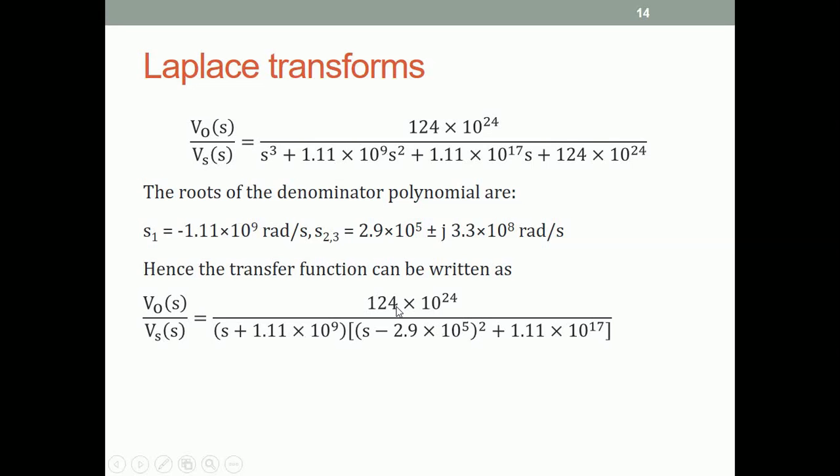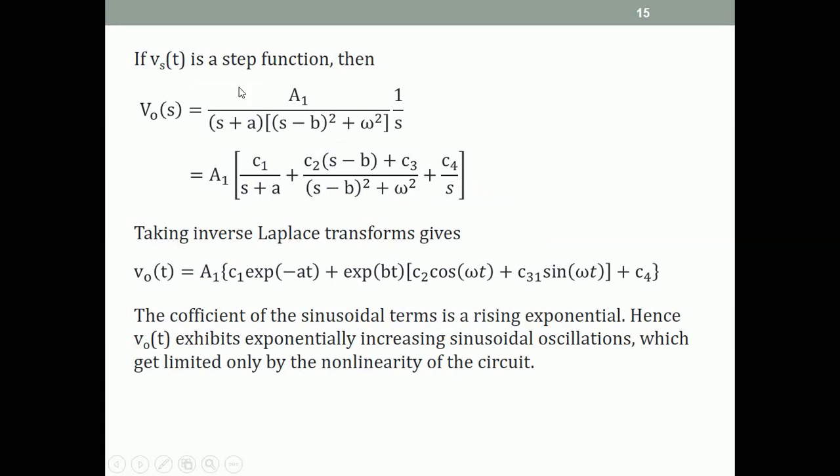Now let us find the inverse Laplace transform. So this is of the form (s plus a) into ((s minus b) the whole squared plus omega squared). And then if you apply a unit step, it is 1 by s. And then we do the partial fractions. The partial fractions can be written in this form: something by s plus a, something of this type divided by (s minus b) the whole squared plus omega squared, plus something by s.